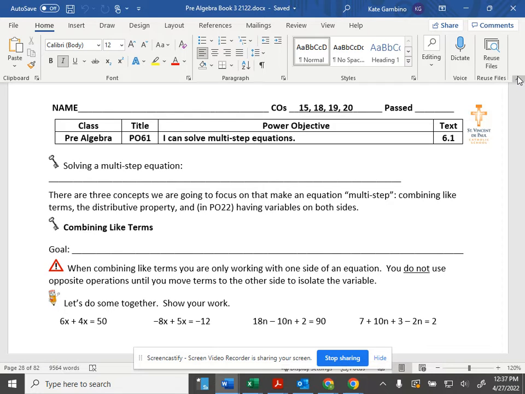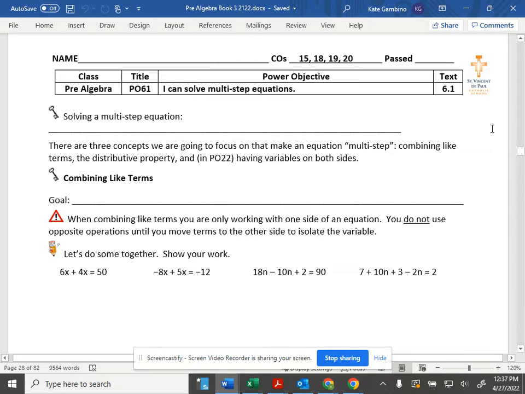Good afternoon. We are continuing with our Unit 10. Today we are working on equations. Yesterday we were talking about expressions and how to combine those like terms. Today we're talking about multi-step equations.